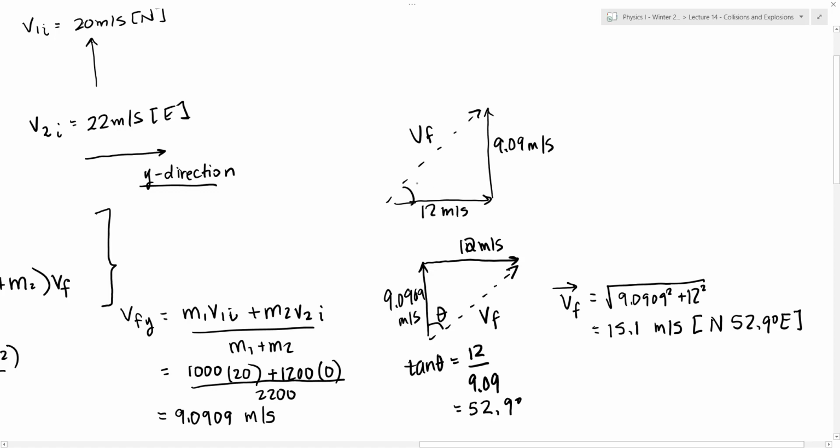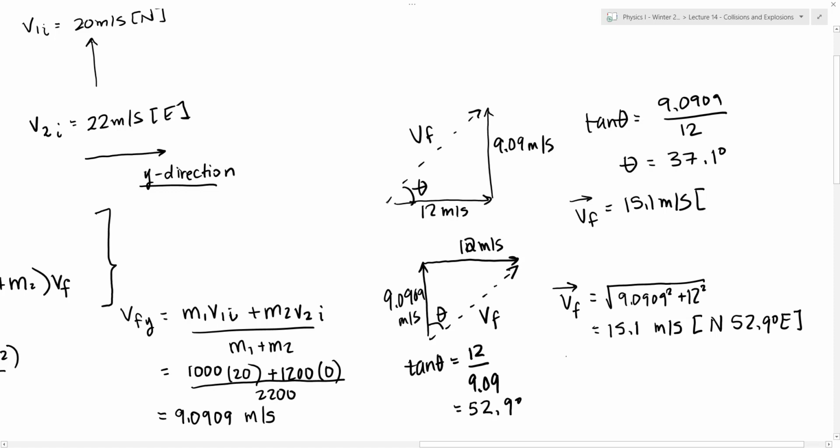Okay. If instead I found the angle in the first drawing that I made, this was 12 meters per second, if I found this angle instead, I would say tan theta is equal to opposite 9.0909 over adjacent 12. Solve for my theta, I get tan inverse of 9.0909 over 12, and that gives me 37.1 degrees. So then I would end up with a V final of 15.1 meters per second, and I would say it's east 37.1 degrees towards the north.